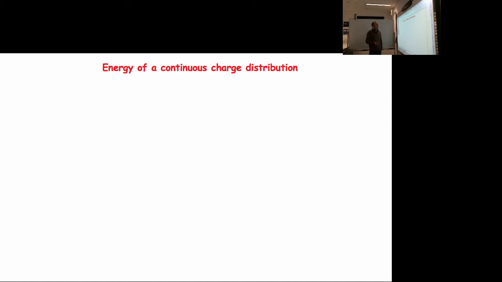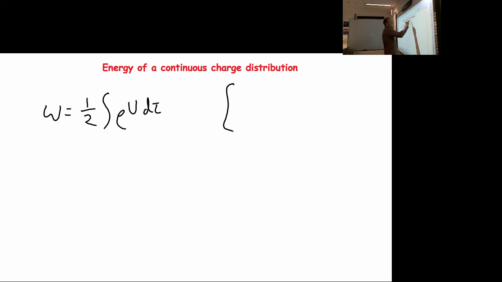Now we can also write down the energy of a continuous charge distribution. So for a volume charge distribution, we would have the work done be equal to 1 over 2 times the volume integral of rho times your potential V d tau. And we can have similar expressions for a line charge, where we have the integral of lambda dl, or for a surface charge, it would be sigma dA.